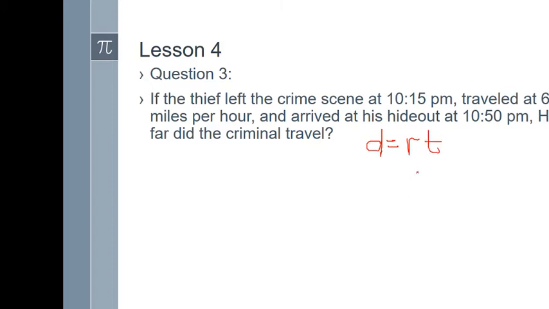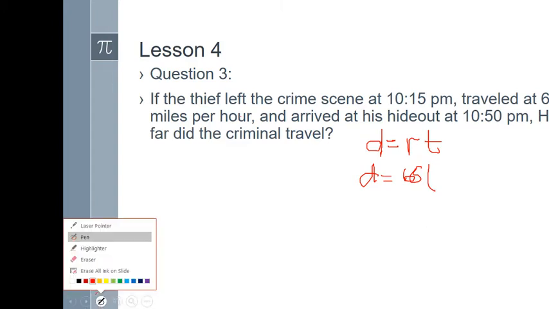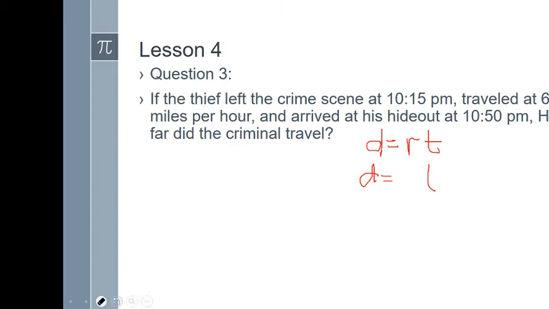So it's saying if we know how fast the criminal is going and we know for how long he's doing that, we can calculate the distance that he went. And that's exactly what we want to do. There's only one step that we have to take before we can do that. We can go ahead and put in 65. And notice that 65 is in miles per hour. So our time measurement here needs to also be in hours. But right now, that measurement is given in minutes.